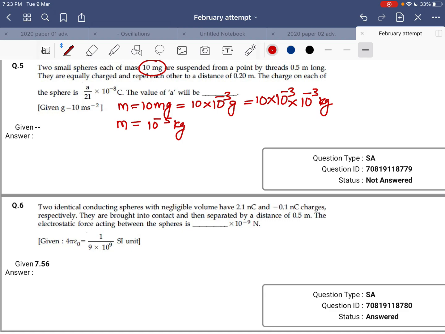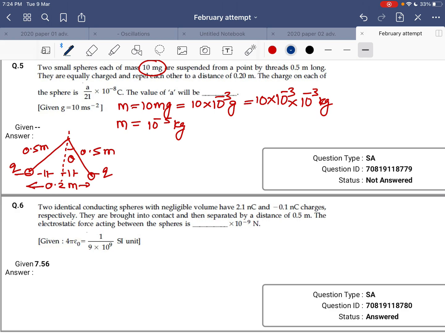Each is suspended from a point by a thread of 0.5 meter length. They are equally charged and repel each other to a distance of 0.2 meter. So the charges repel each other over a distance of 0.2 meter and the length of the string is 0.5 meter. As both have the same charge, the angles will be equal, and let us say this angle is theta.